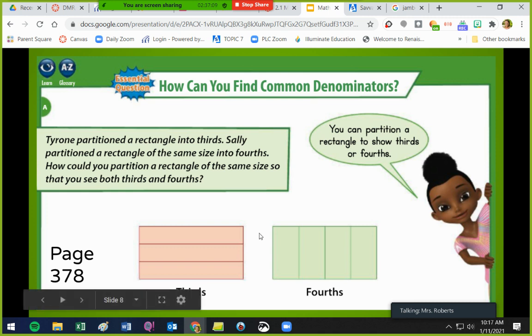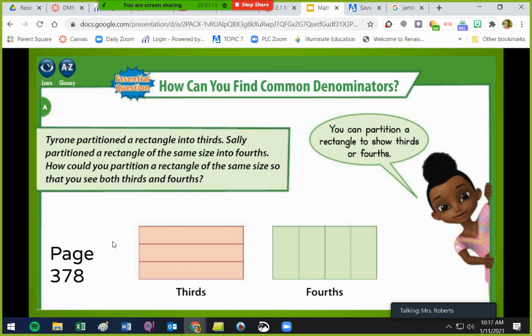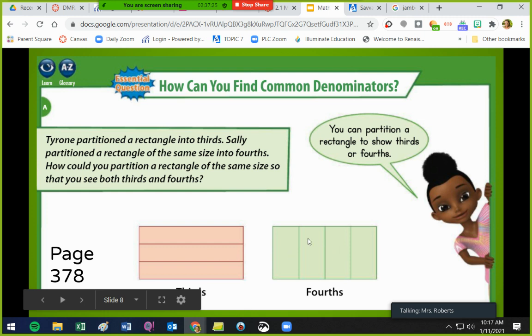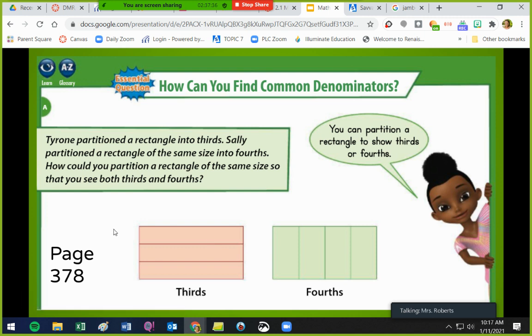Okay, so here's another example I want you to think about. Tyrone partitioned a rectangle into thirds. Sally partitioned a rectangle of the same size into fourths. So if I took this rectangle and put it on top of this one, they would be the same size. How could you partition a rectangle of the same size so that you see both thirds and fourths?